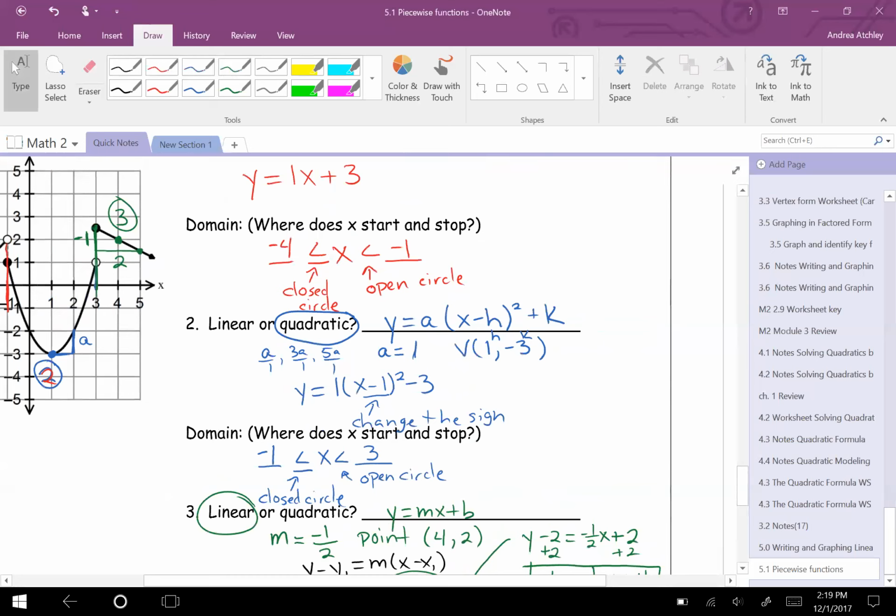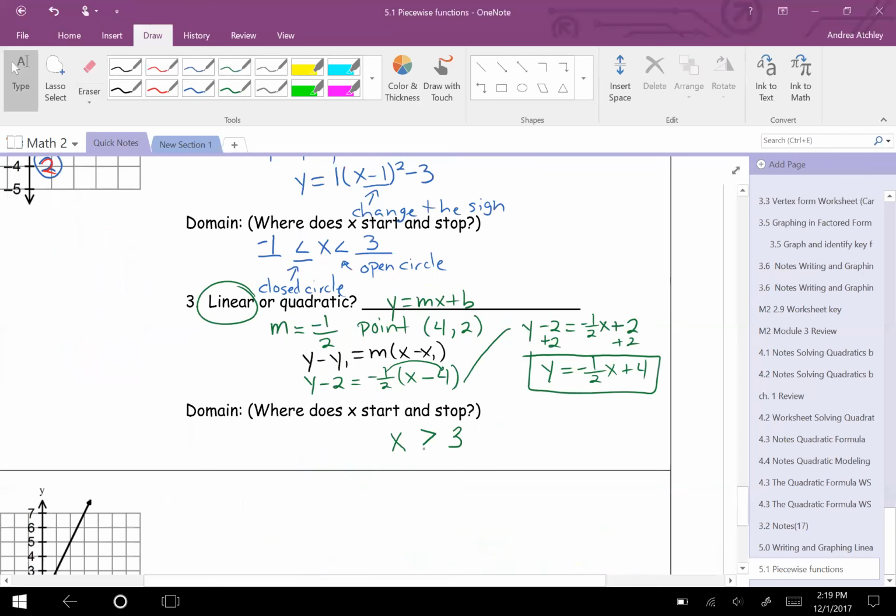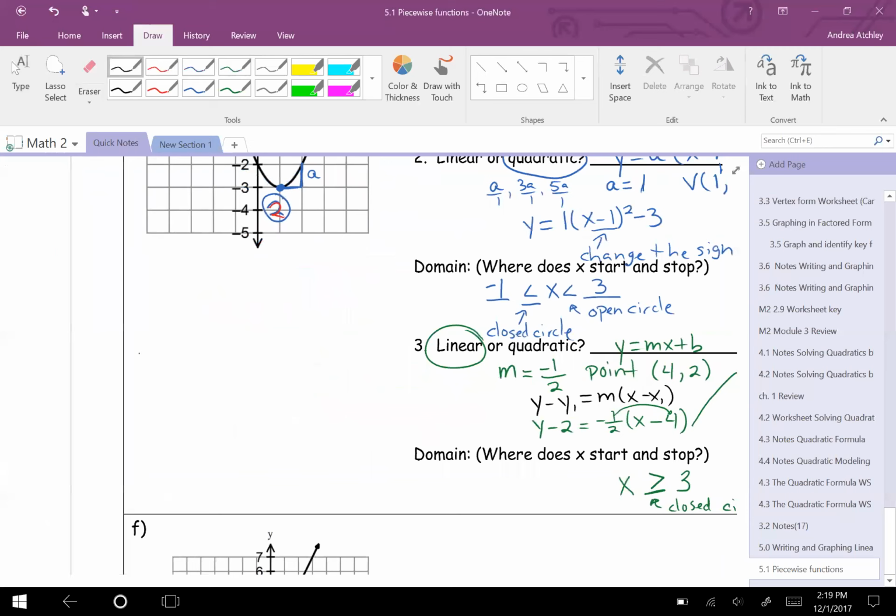Class, is this going to be an equal to or not equal to? Let me hear you guys say it. Equal to, okay. Chloe, why is it equal to? Because it's a closed circle. Any questions over that? Okay, so we're going to put it all together for our piecewise function.